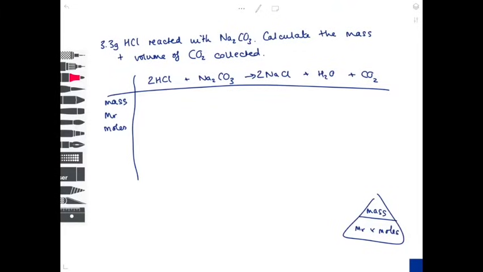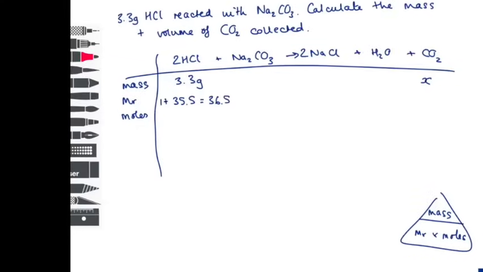So what have we been given in the question? Well, we know 3.3 grams of hydrochloric acid reacted, and we know we need the volume and mass of carbon dioxide, which is why my X goes here. Now the MR, use the periodic table. Now make sure you're just adding up the hydrogen and the chlorine. You're not including the 2 in this. So it's just 1 plus 35.5 equals 36.5. The MR of carbon dioxide is going to be 12 plus 2 lots of 16, which is 44.